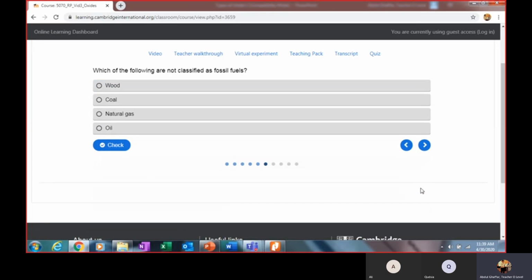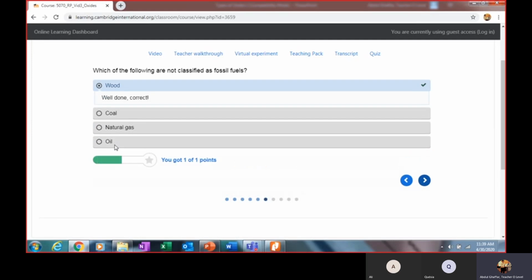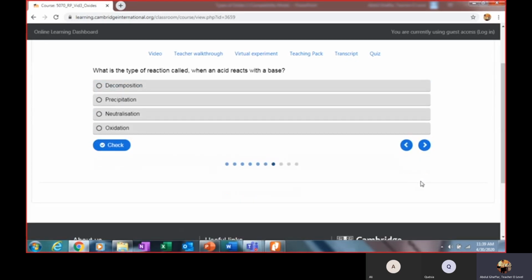Which of the following is not classified as a fossil fuel? Wood is not classified as a fossil fuel. Coal, natural gas, and oil are. Yes, good. Next one. What is the type of reaction called when an acid reacts with a base? Neutralization reaction. Good.